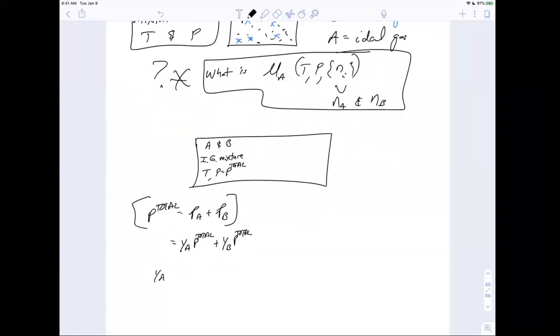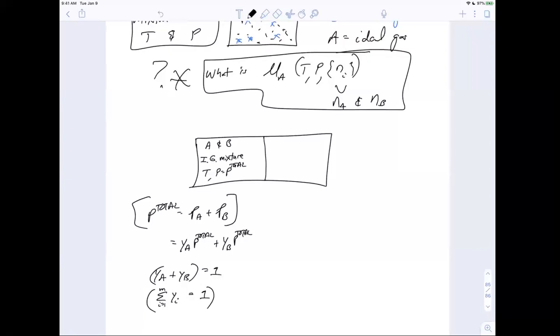And we know that YA plus YB is equal to 1. In fact, if we have M components, then the sum of Y sub I from I equals 1 to M is going to have to equal 1. All the mole fractions have to add up to 1. That's obvious, I think. Okay, so that's the setup and some important equations that we need to keep in mind.